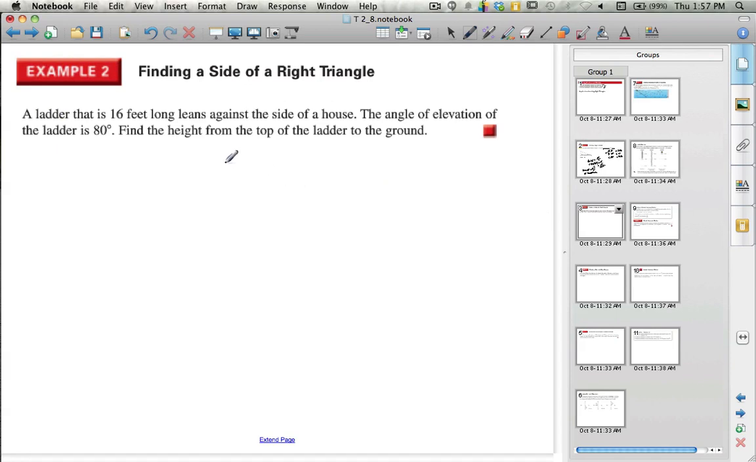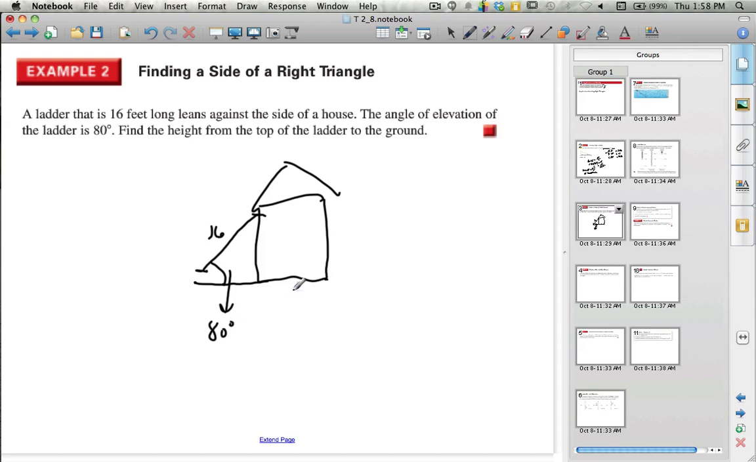In this problem, I've got a description, and I'm going to be drawing a picture that will make a triangle. So let's say this is my house. I've got a house, and I've got a ladder that's 16 feet long. The angle of elevation of the ladder, from the ground up, is 80 degrees. Find the height of the top of the ladder to the ground.